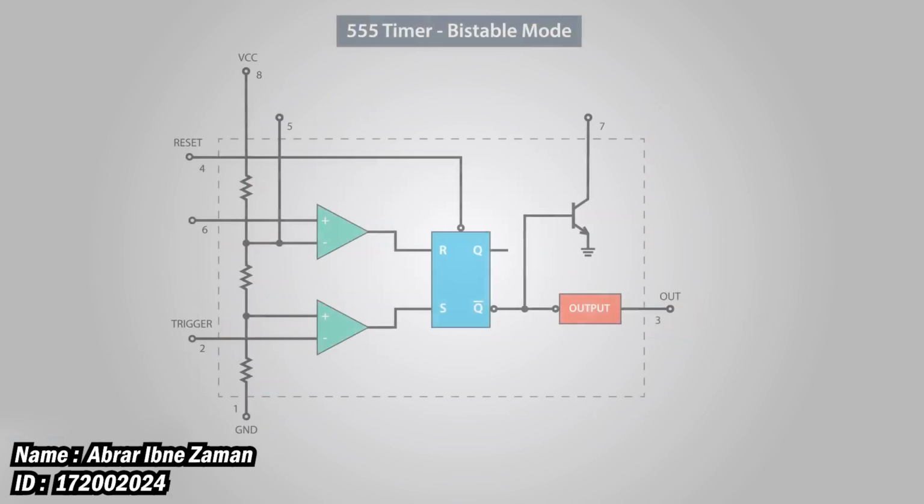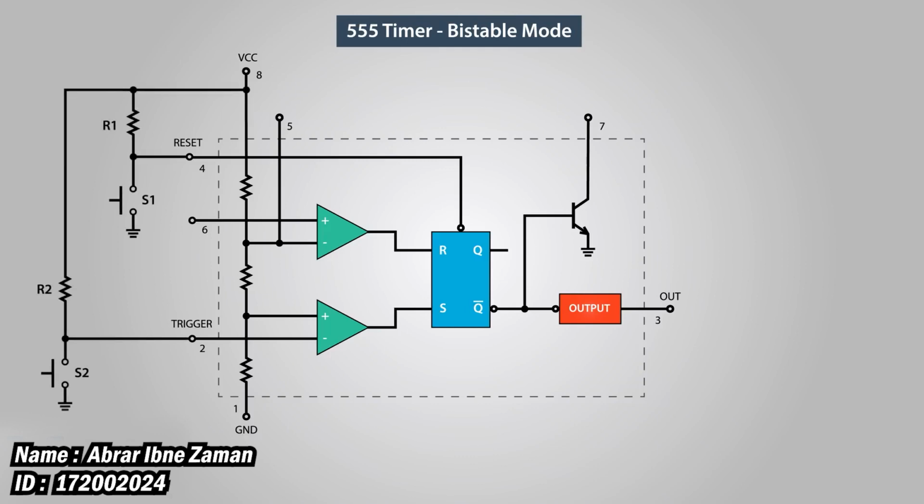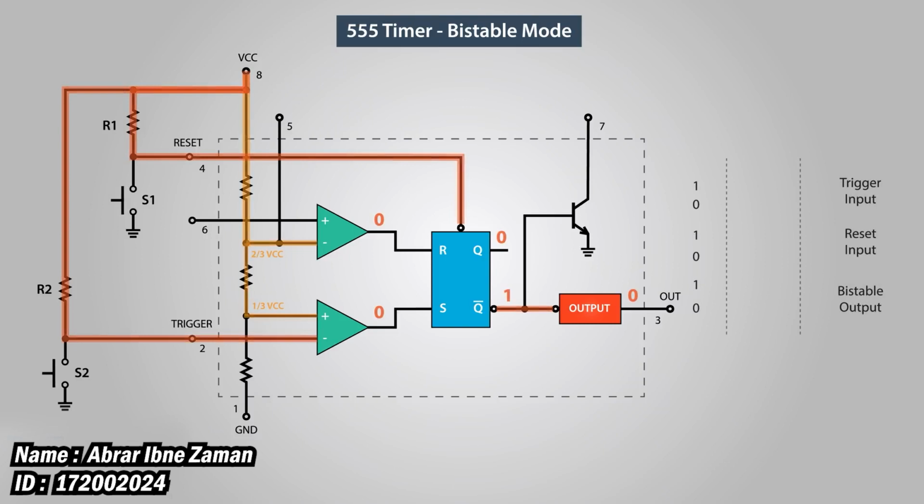So, for the 555 timer operating in bistable mode, we need two external resistors and two push buttons. The trigger and the reset pins of the IC are connected to VCC through the two resistors, and in that way they are always high. The two push buttons are connected between these two pins and the ground. So if we push and hold them, the input state will be low.